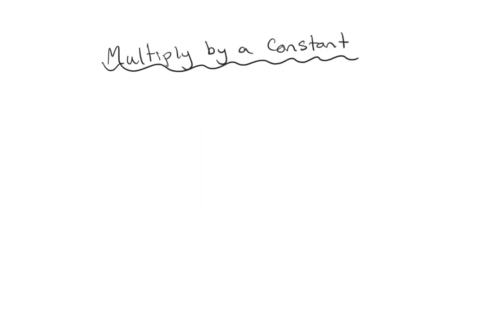Okay, number 3, multiplying by a constant. This is very similar to the derivative rule when you are multiplying by a constant. So an integral from a to b, and if you have a constant times a function, what you can do is just take the integral of the function, bring that constant out in front and multiply them.